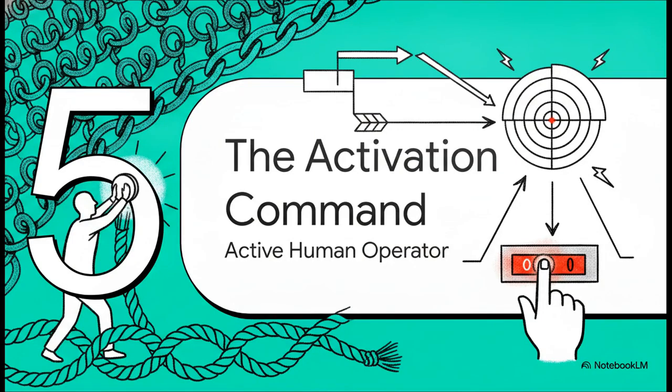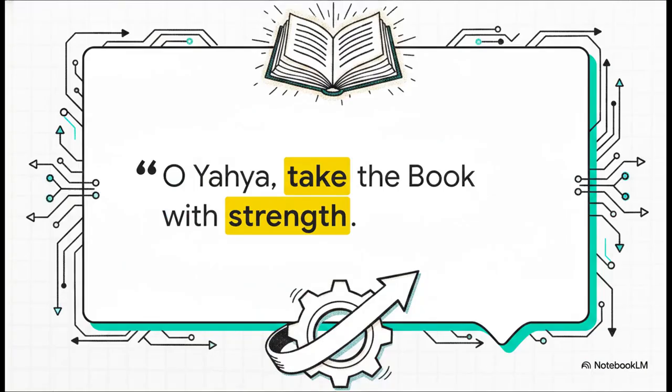Finally, Section 5, the activation command. So we've mapped out this massive hidden architecture, right? But a system like this requires an active human operator to turn it on. That brings us to verse 19:12. O Yahya, take the book with strength, or quwwah.